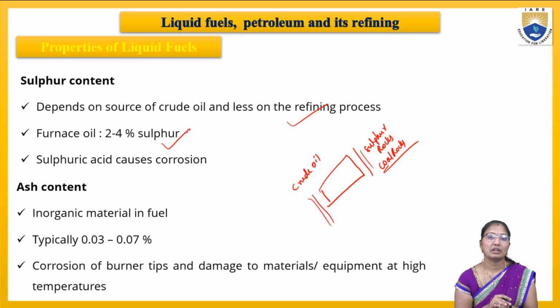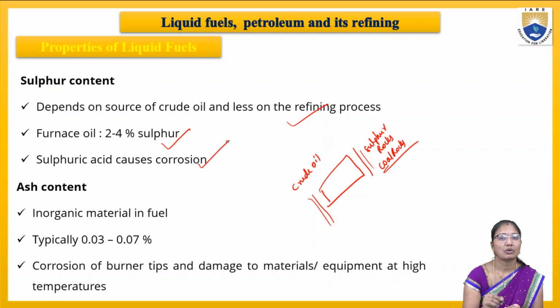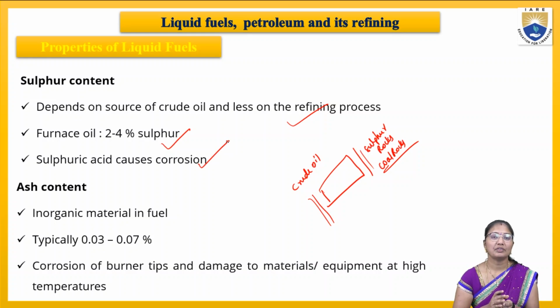Generally, furnace oil will have 2 to 4% of sulfur. Sulfuric acid causes corrosion. The sulfur present in the crude oil reacts with hydroxyl molecules and forms sulfuric acid. This sulfuric acid generally causes corrosion in the refining process.